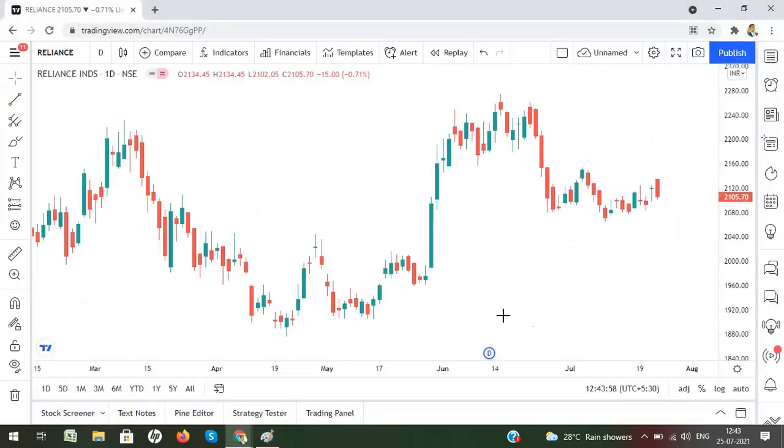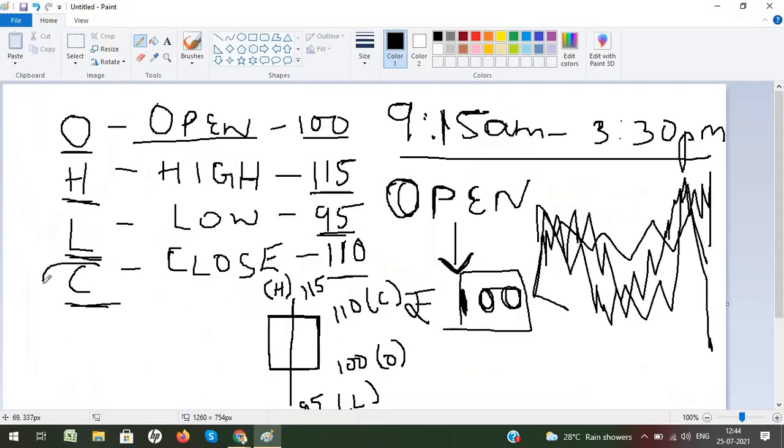Now you can see here a few candles are green and a few candles are red. Why is there a difference of color? The difference of color is based upon the closing price. So that makes the closing price very important.